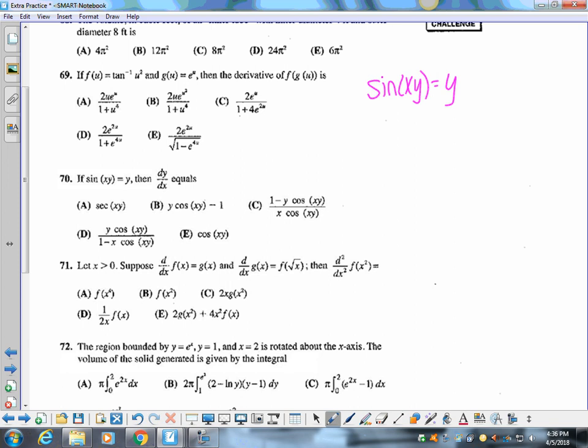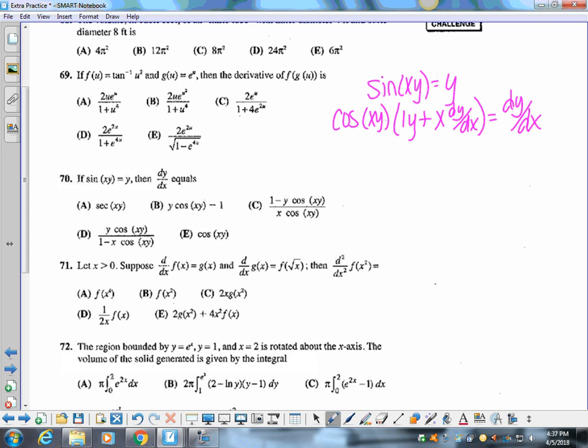Okay, here we go. Outside. Cosine xy times the derivative of the inside. That's a product rule. And remember, it's implicit. So I'm going to take the derivative of the first, leave the second, and then plus, leave the first, and then take the derivative of the y, which is 1, but it's a y. So dy dx.